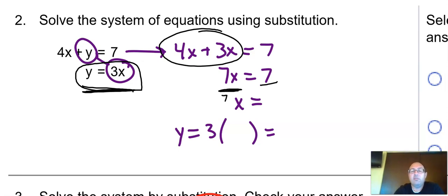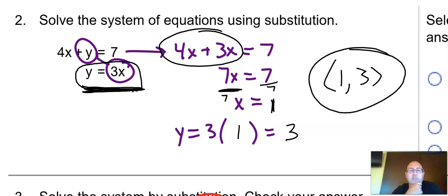And then if I divide by 7 on both sides, I see that x is equal to 1. And then this is obviously the better equation to substitute into, 3 times x, so 3 times 1 is 3. So we know the x value is 1 and the y value is 3. So the coordinate of the intersection point of these two is (1, 3).